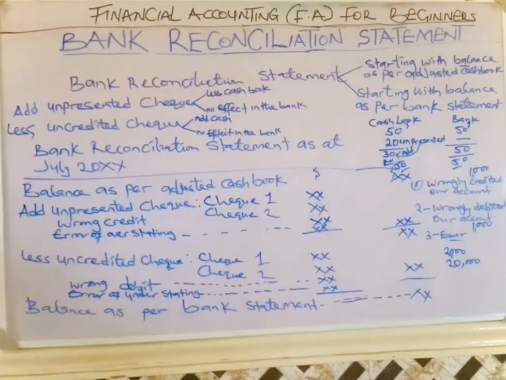So this is a standard format of bank reconciliation statement, starting with the bank adjusted cash book column, that is balance as per adjusted cash book. The analysis is technical, but it is very simple.